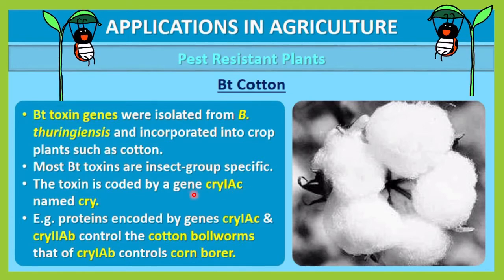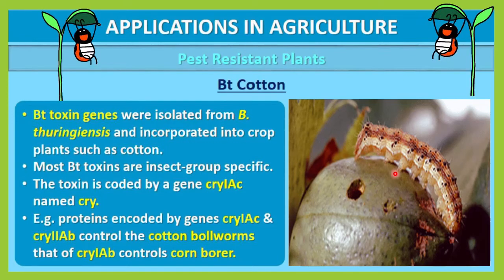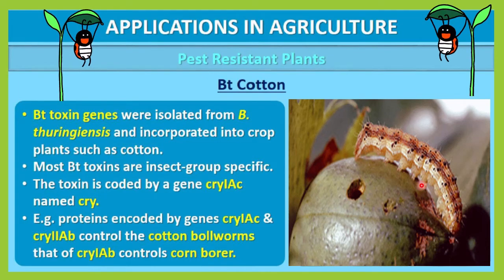The toxin is coded by the gene Cry1Ac. It is named Cry because this toxin is a crystal protein, and that's why it is called Cry, in short. So Cry1Ac is responsible, and for example, proteins encoded by Cry1Ac and Cry2Ab control the cotton bollworm. Here you can see the cotton bollworm, and if you want to control such an insect, then you have to insert Cry1Ac and Cry2Ab inside the cotton seeds.